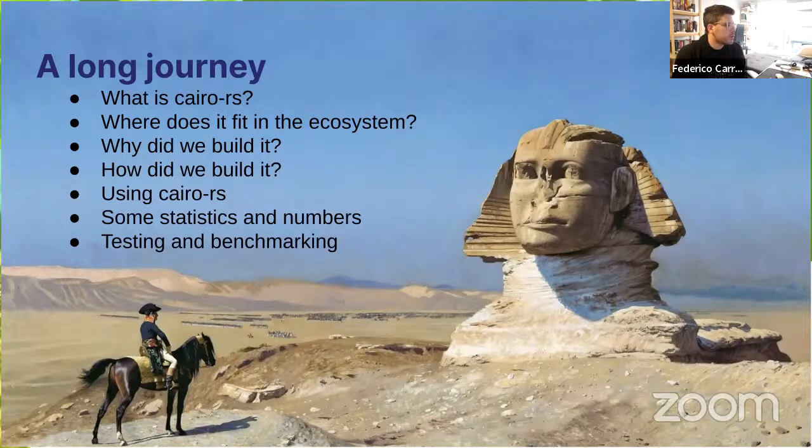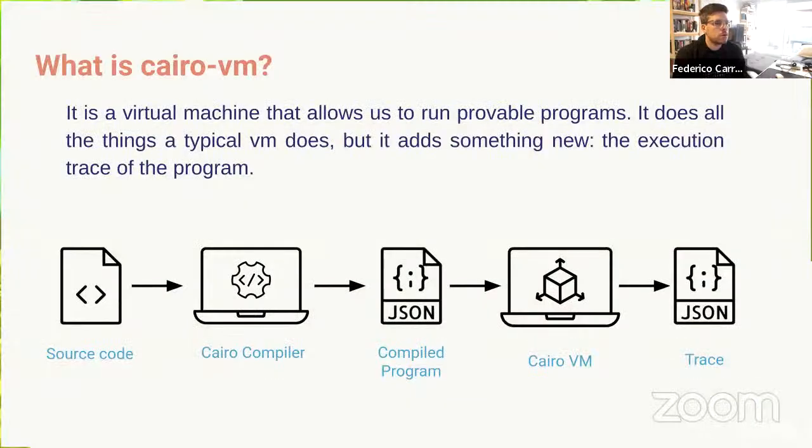We're going to talk a little bit about where this fits in the ecosystem, how we built it, how we could improve the architecture, performance, and design, why we did it, how we did it, how you can use it, and some stats on some testing. Could you go to the next one?